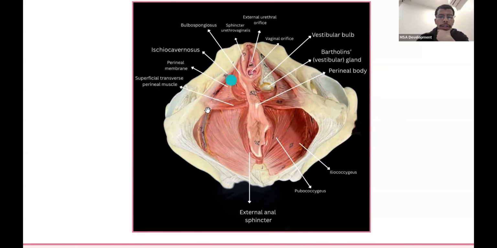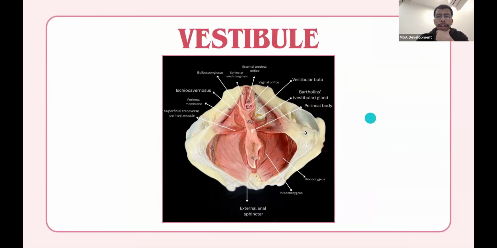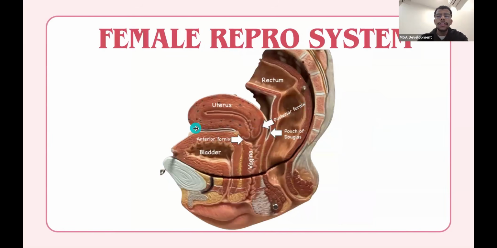Ischiocavernosus, can you see it? It's the one going laterally. And this is the perineal membrane, which splits the superficial and deep. And I think that's it. Make sure to revise these labels very well.